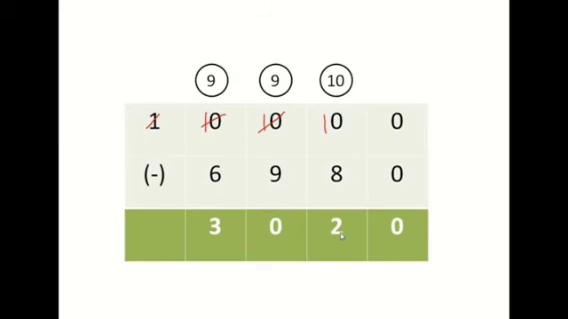So 10 minus 8 gives you 2. Here 9 minus 9 gives you 0. Here 9 minus 6 gives you 3. Already this one has been borrowed, so nothing is left out. So finally the subtracted value, or the difference, is 3020. Look at the sum.